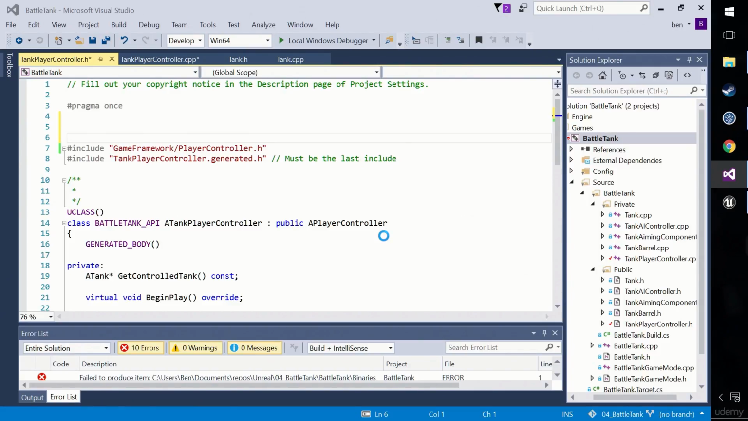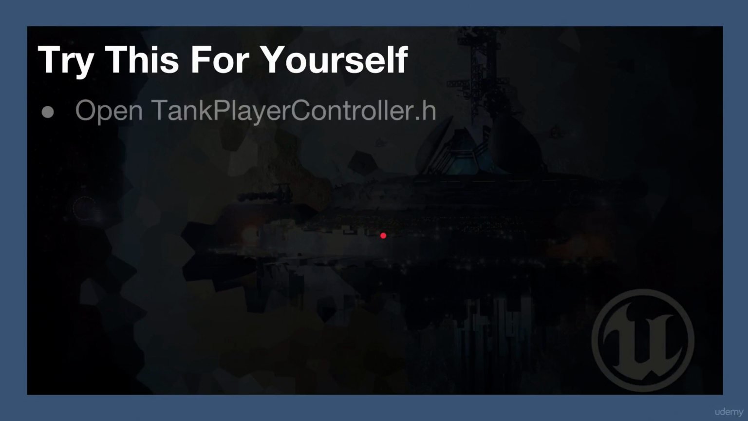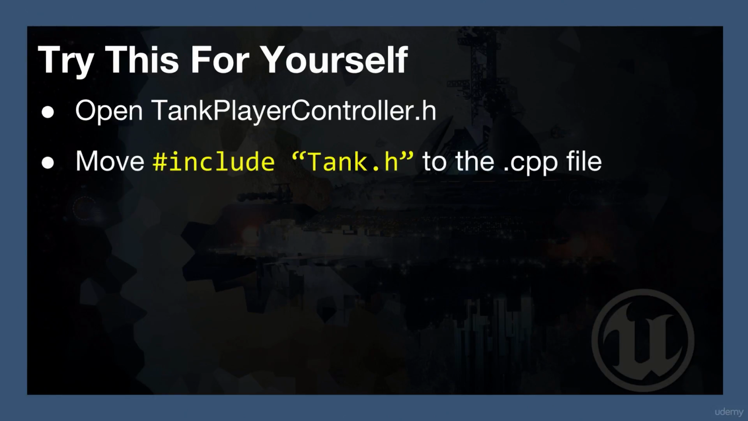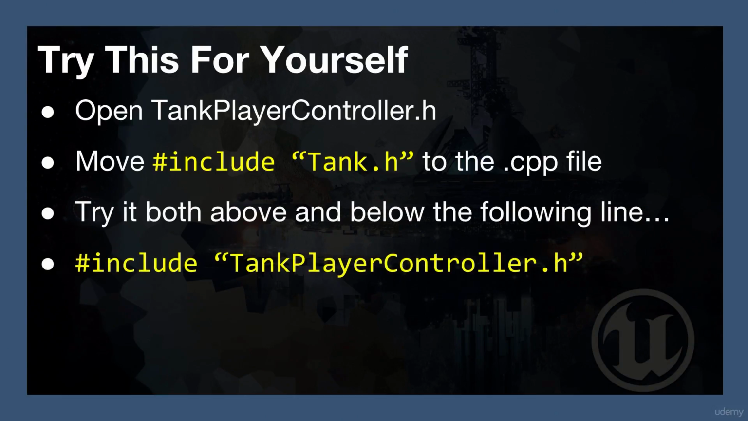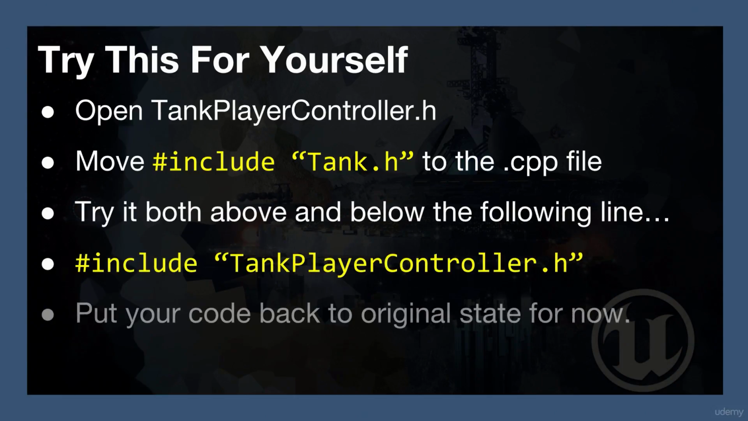So what I want you to do now as a challenge is to go ahead and try it for yourself. It'll make a lot more sense. Open your tank player controller.h, move the hash include tank.h to the C++ file. Try it both above and below the tank player controller import and see what works and what doesn't for yourself. And then when you finish, put your code back to the original state.